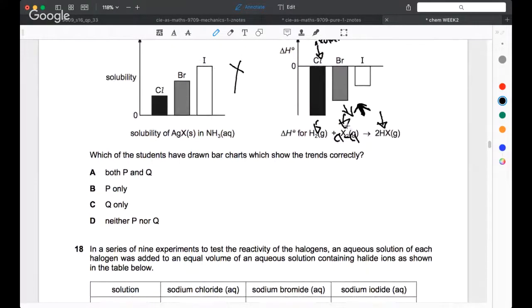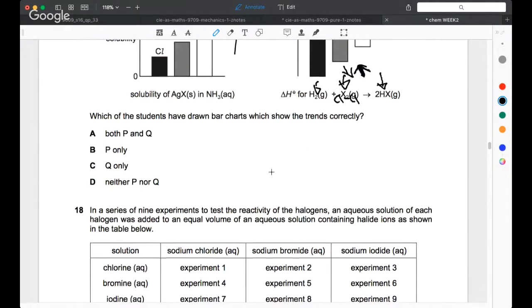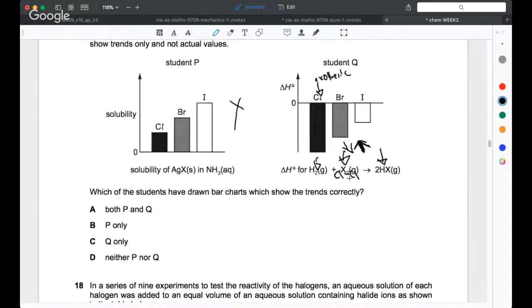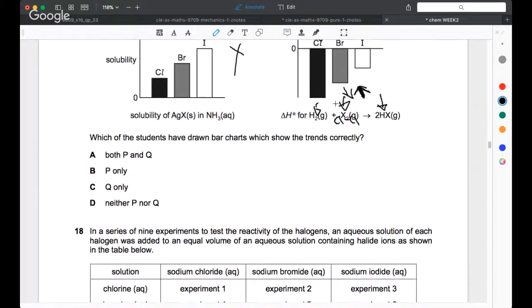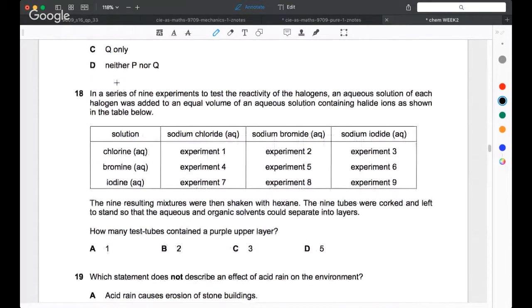Yeah, I think you're right, because you don't know which factor is more significant. Okay. So question 18.